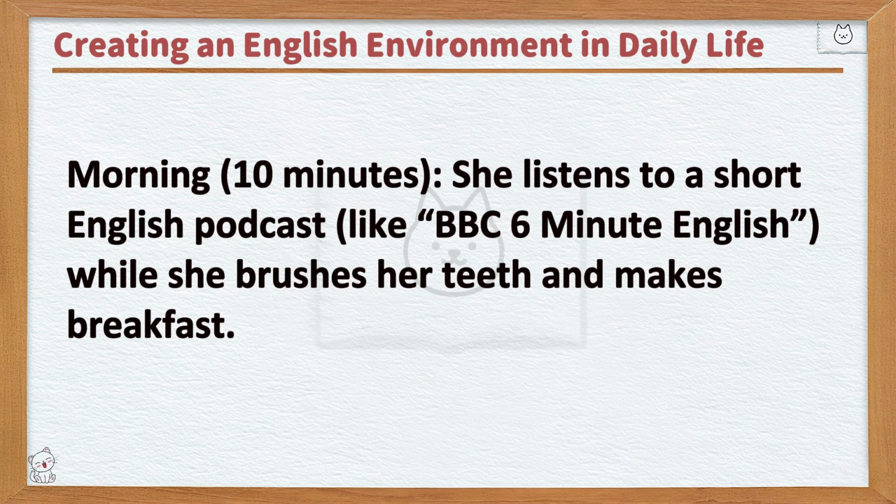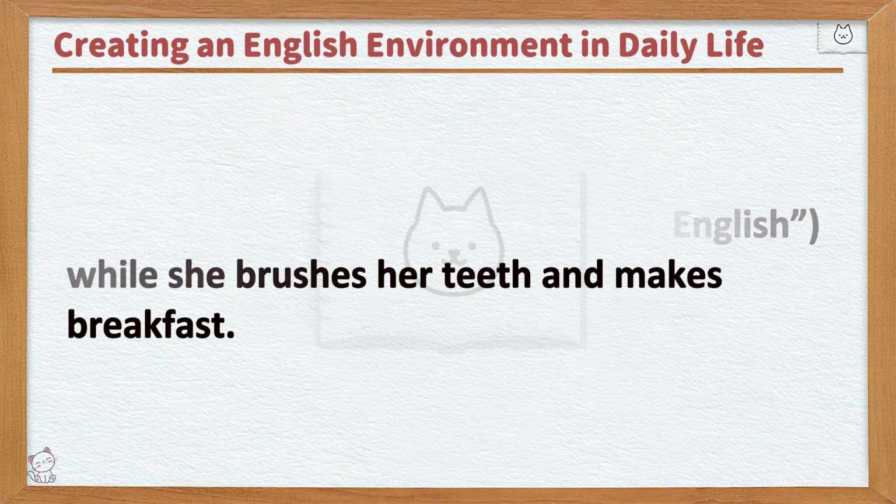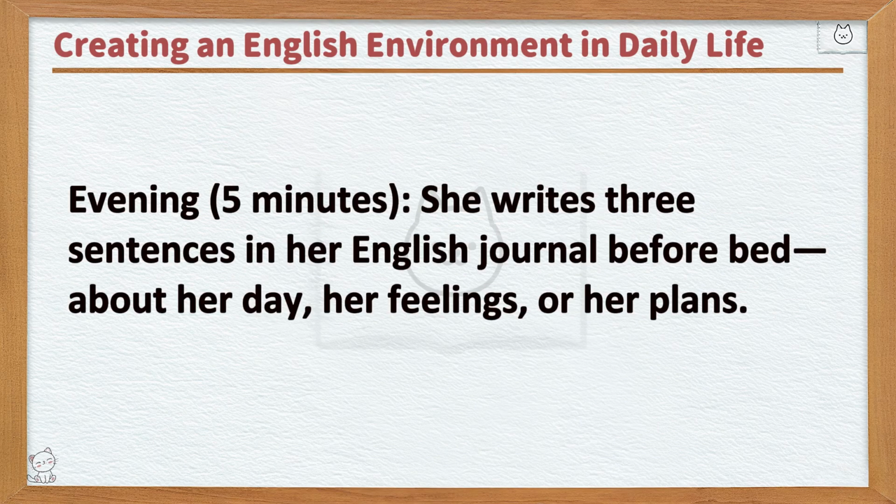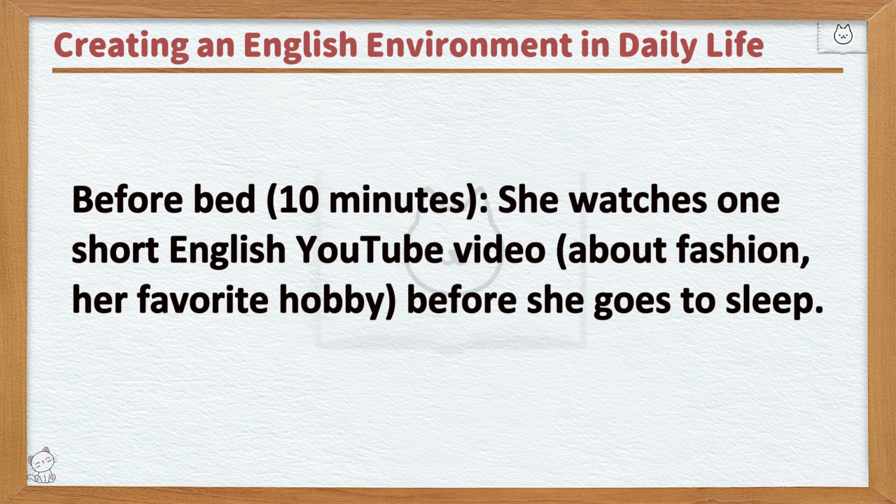Morning, 10 minutes, she listens to a short English podcast, like BBC 6-Minute English, while she brushes her teeth and makes breakfast. Lunch, 5 minutes, she reads one short English article from a learner-friendly website like VOA Learning English while she eats lunch. Evening, 5 minutes, she writes 3 sentences in her English journal before bed about her day, her feelings, or her plans. Before bed, 10 minutes, she watches one short English YouTube video about fashion, her favorite hobby, before she goes to sleep.